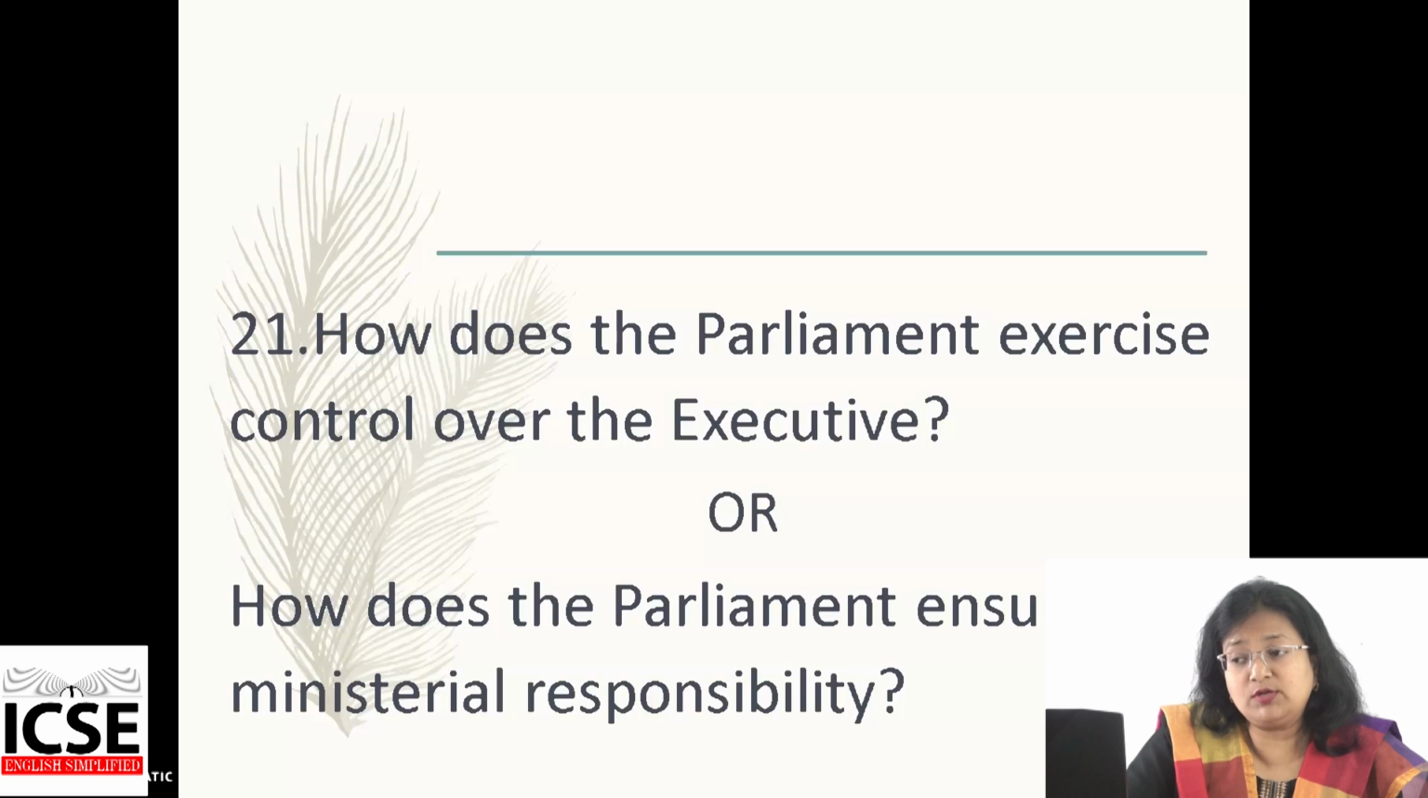If it comes as a 1-mark question, you can write any 1 point. It could come as how does the Parliament exercise control over the executive? Give one way in which it exercises control. But normally this comes as a 4-mark question. So you simply write through question hour, which is also known as interpellation, no confidence motion, adjournment motion, and cut motion.